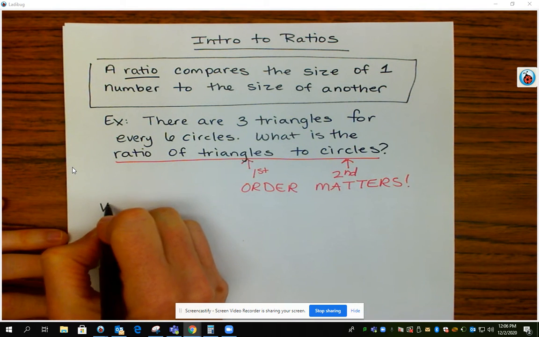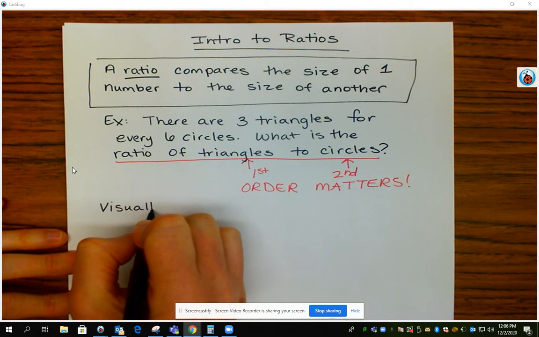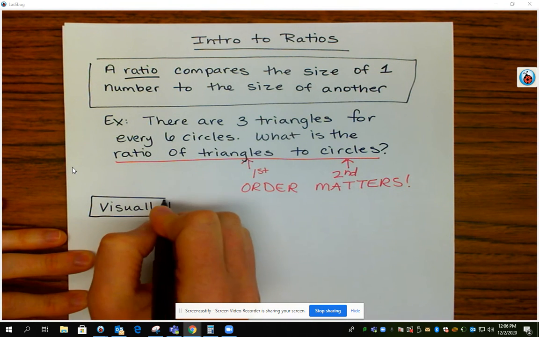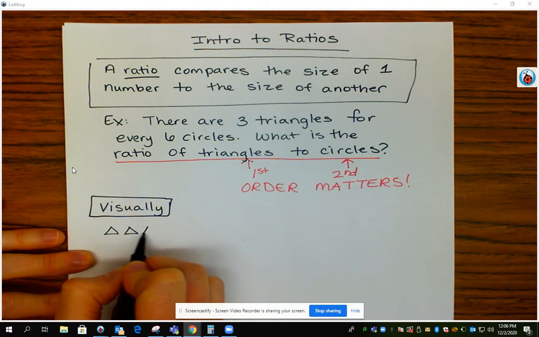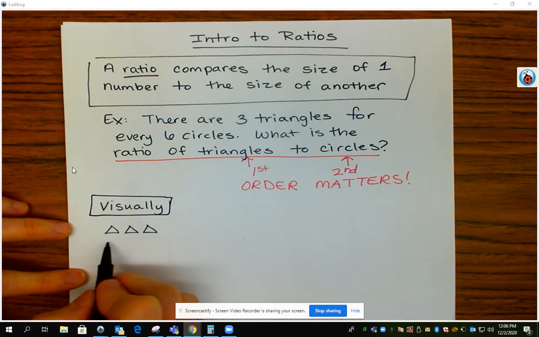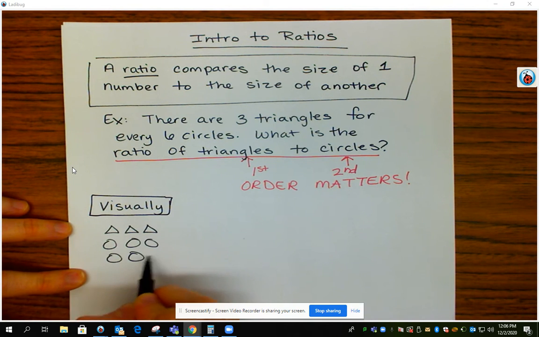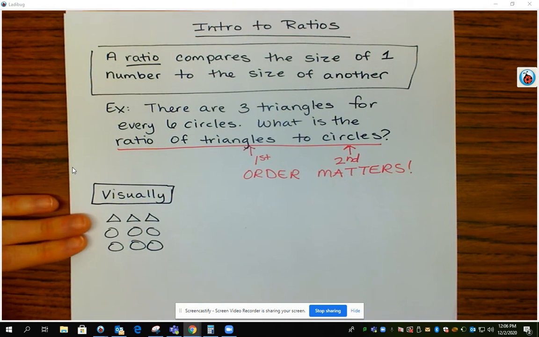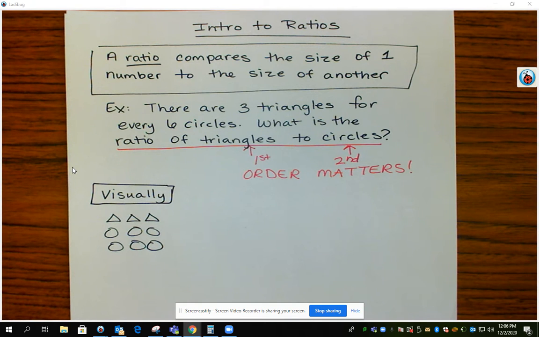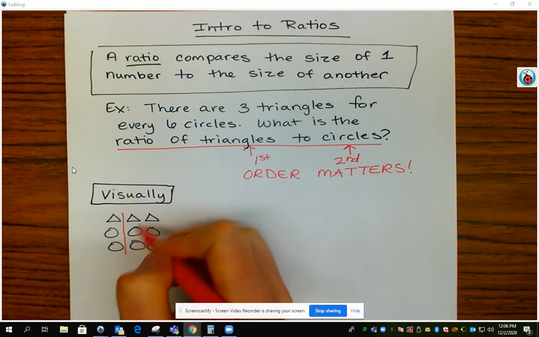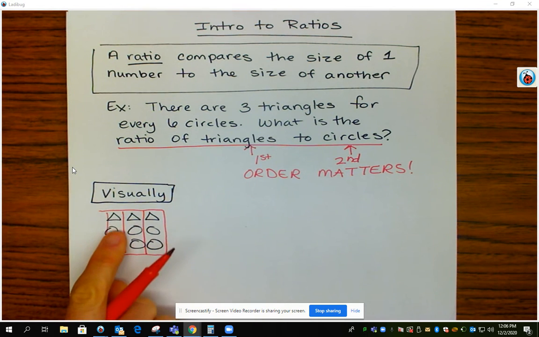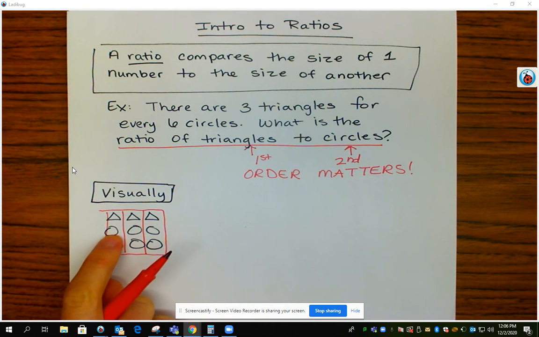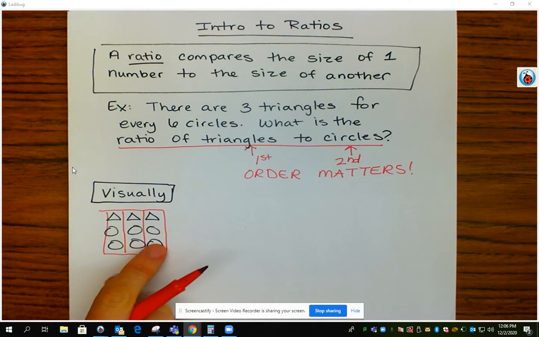Okay, so there's several ways that we could represent this. One would be visually, which is a nice way to start so we can see what we're talking about. So it says we've got 3 triangles, and for every 3 triangles there are 6 circles. Okay, so here's our 3 triangles, here's our 6 circles. To see the ratio, you want to divide it up evenly. So if I divided it into 3 parts here, for every 1 triangle, there are 2 circles, and that holds true for the whole time.